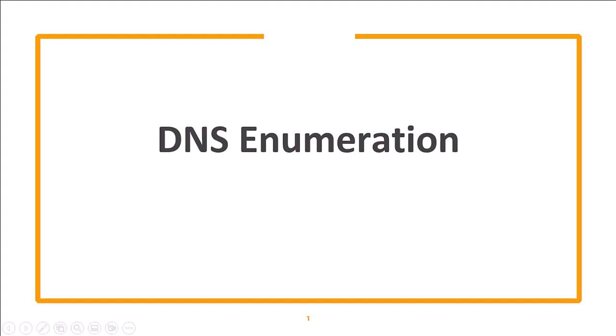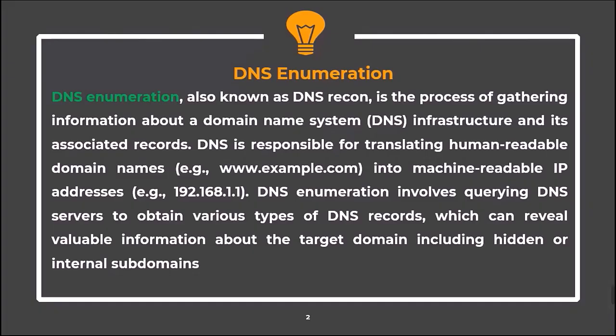In this video, we are going to learn DNS enumeration, and we are going to see a lot of tools to gather information about domain name system records of a target. DNS enumeration, also known as DNS recon, is the process of gathering information about a domain name, system infrastructure, and its associated records. DNS is responsible for translating human-readable domain names into machine-readable IP addresses. It involves querying DNS servers to obtain various types of DNS records, which can reveal valuable information about the target domain, including hidden or internal subdomains.